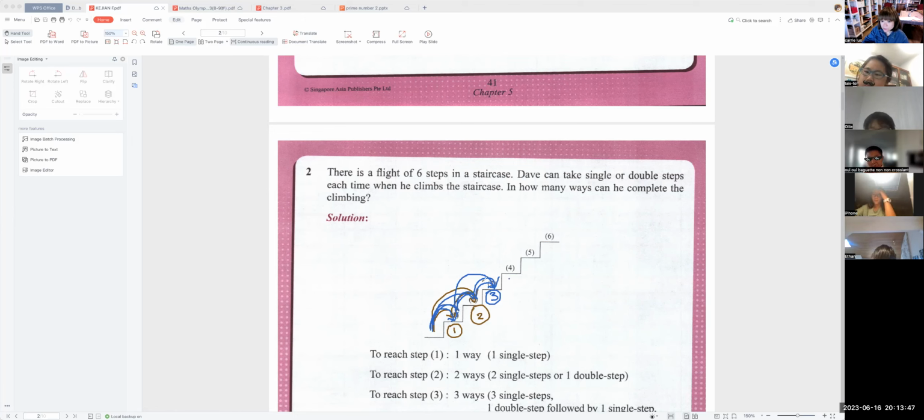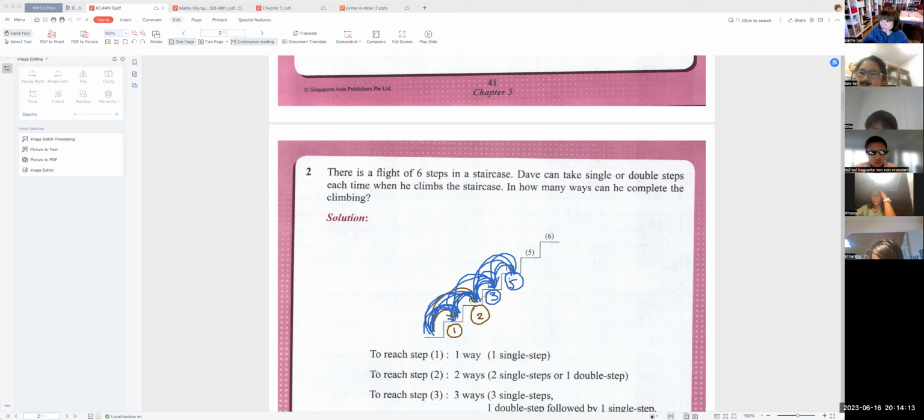Okay, so now let's take a look at 4. So 1, 2, 3, 4. I can use just 1 step by step, or I can do 2, 2, correct? So 2 ways. Or I can do 1, 2, 1. There are 3 ways, okay? And I can also do 2, 1, 1. So there are 4 ways. And also I can do 1, 1, and 2. So there are altogether 5 different ways for me to go to the 4th step, correct?